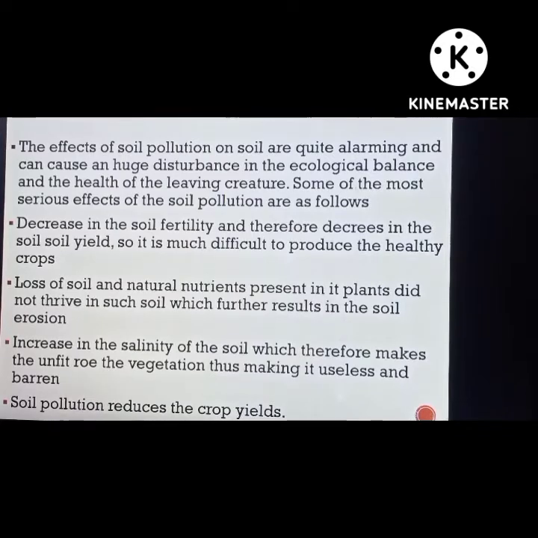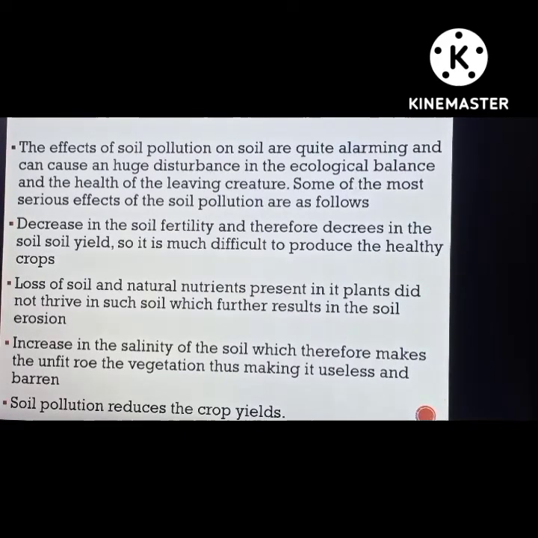Loss of soil and natural nutrients present in it. Plants do not thrive in such soil, which further results in soil erosion. Increase in salinity of the soil, which makes it unfit to grow vegetation, thus making it useless and barren. Soil pollution reduces crop yields.